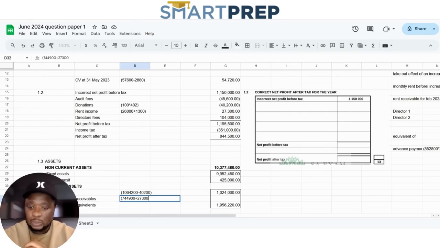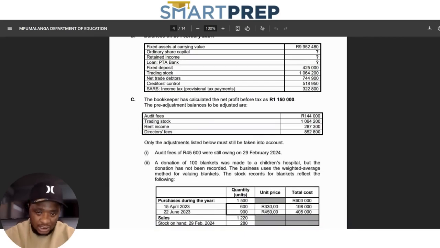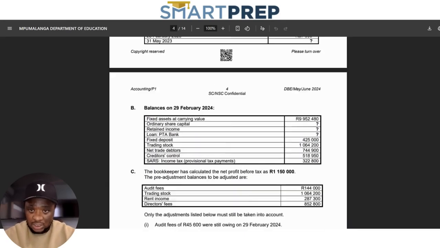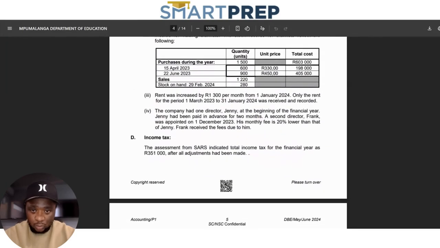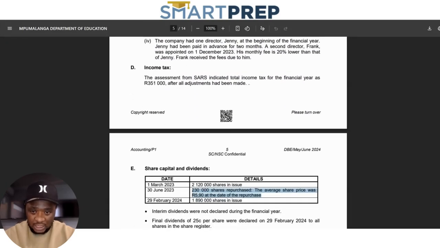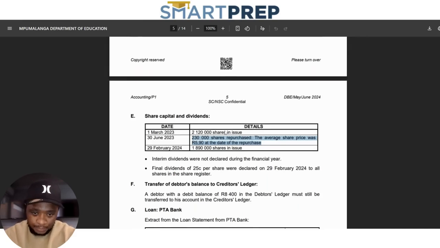The other thing that we need to consider for trade and other receivables is prepaid expenses. And remember, from the calculation we did for directors' fees, there was one director that was paid 104,000 in advance. So that also adds into our trade and other receivables. And then let's look at the other information that maybe we have not yet considered. So A, B, not so much. C, I think we've gone through that information, and then we have the income tax information, which we're happy with.